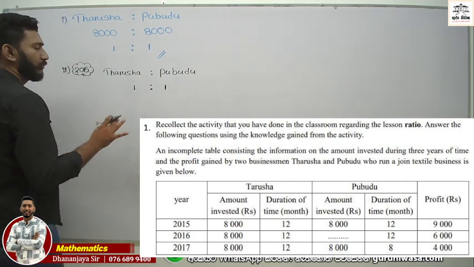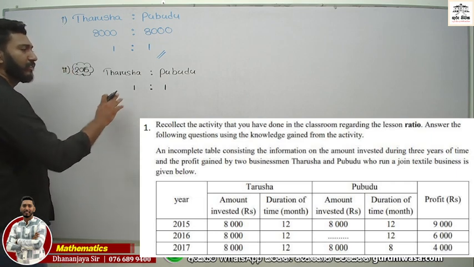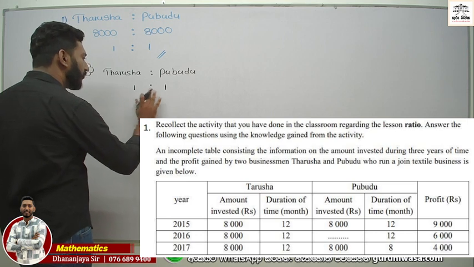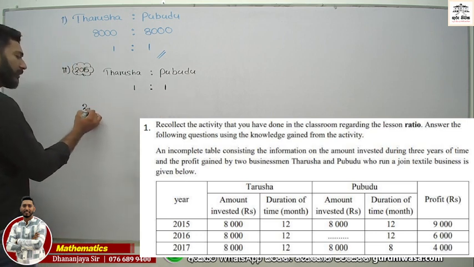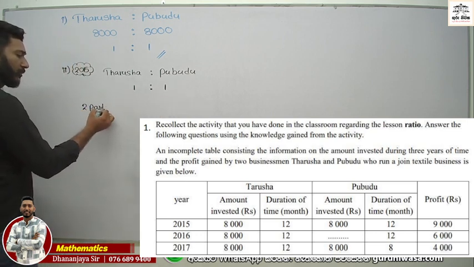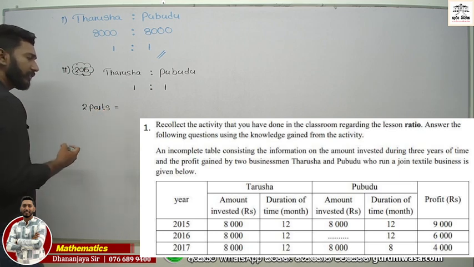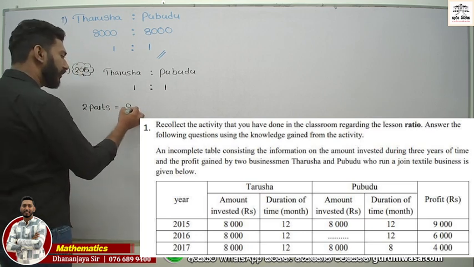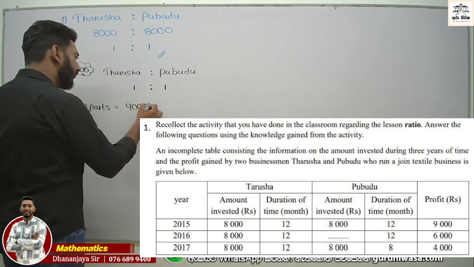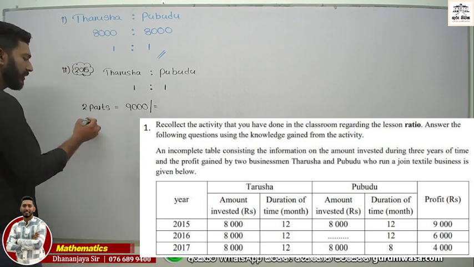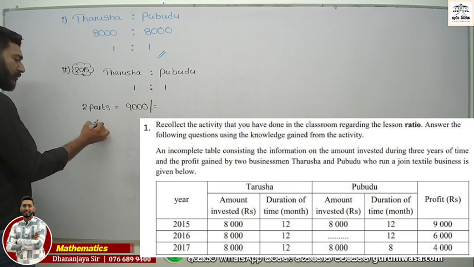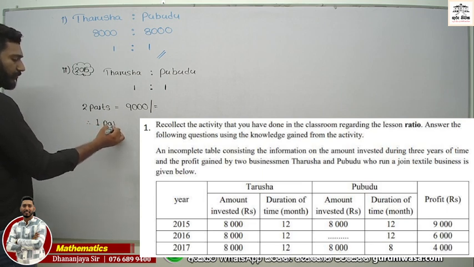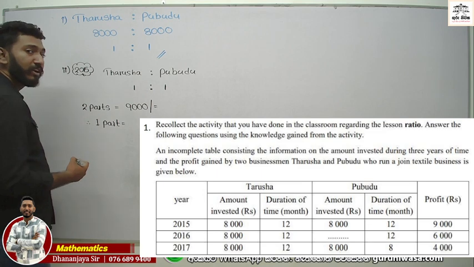There are two methods. What is the first method? There are how many parts? There are 2 parts. Therefore, 2 parts equal the profit in 2015. What is the profit in 2015? 9,000 rupees. 2 parts equal 9,000 rupees. Therefore, you need to find the answer for one part, one portion. We call this the unitary method.